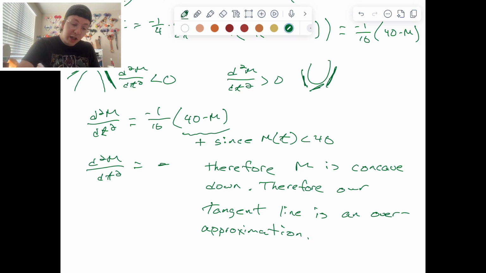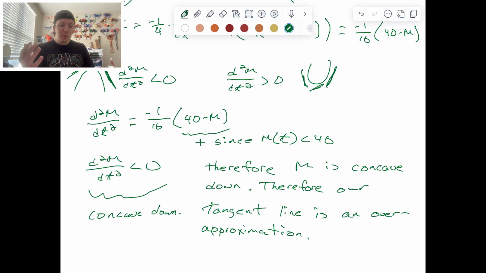One more thing I'm going to change. I'm going to change this notation over here. I don't like that it's equal to a negative. I really like that it's less than 0. Okay, that d²m/dt² is less than 0. Concave down. Okay, and that is question number 3.